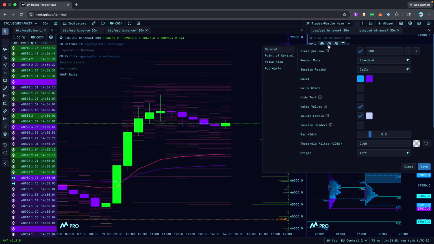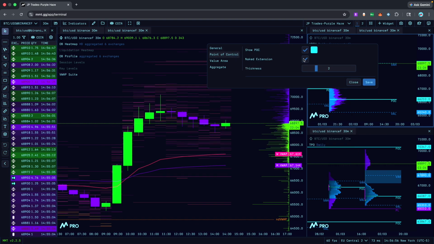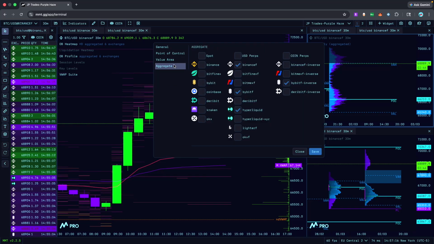For the point of control tab, I also like to extend the naked point of controls so unfinished business remains visible on the chart. Again, this is one of my favorite levels, so I like to keep it clean and clear and easy to see. I also enable a value area array so I can clearly see the value area high and the value area low. And as you can see, the value area is also set to 70%. Aggregation is set in similar patterns to everything else.